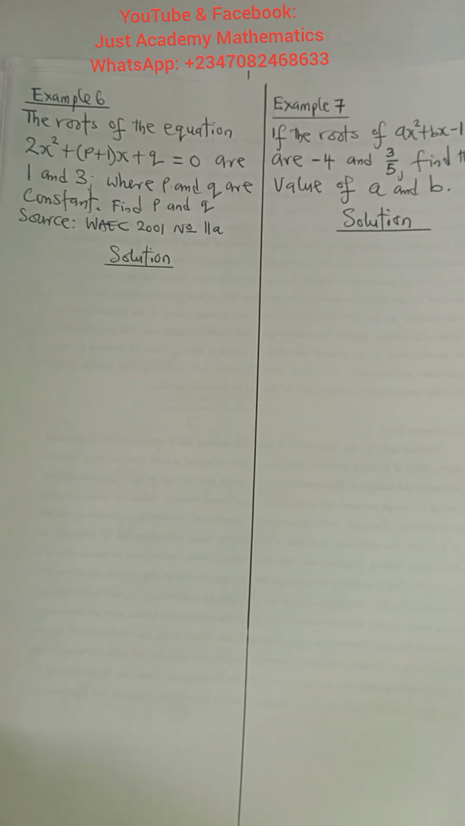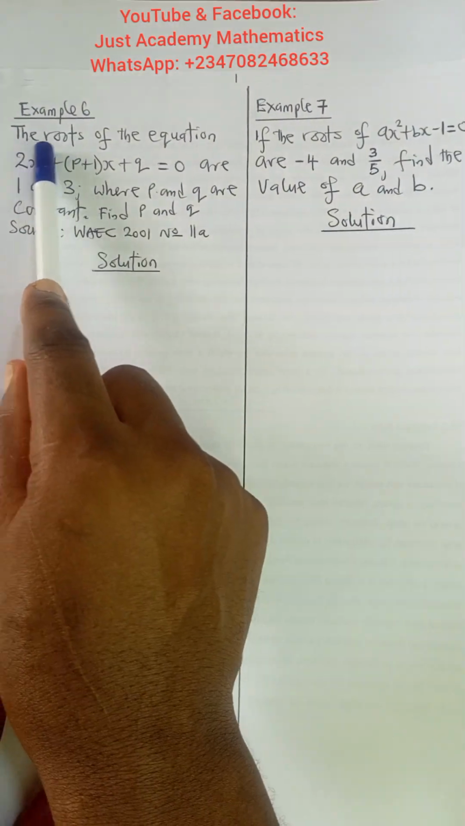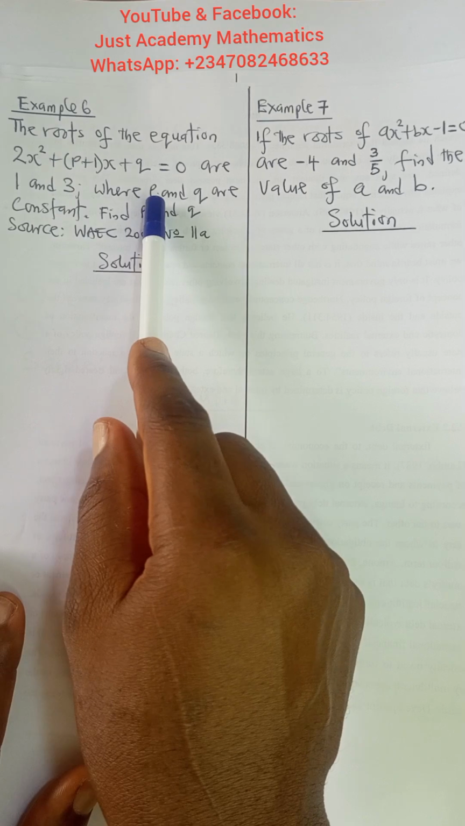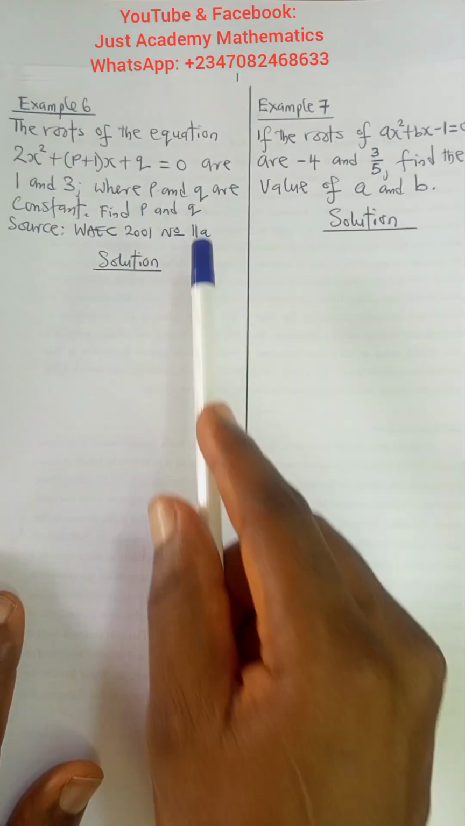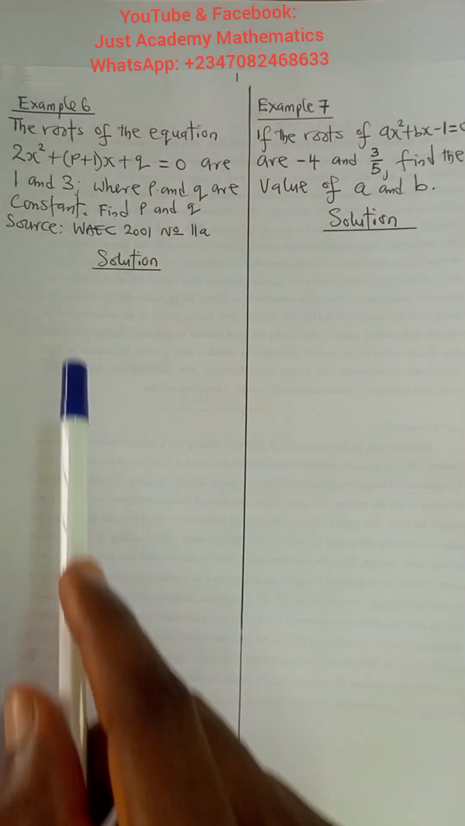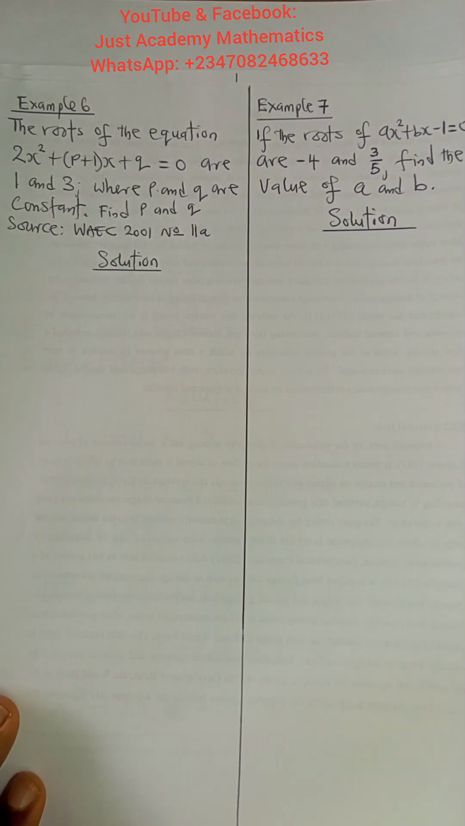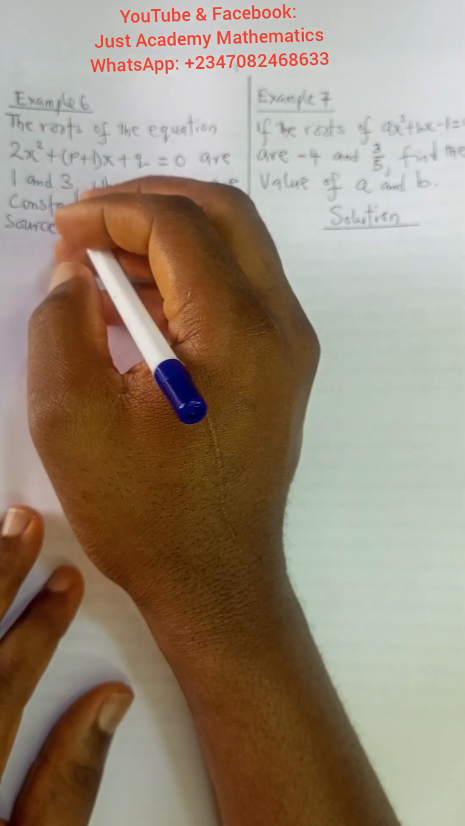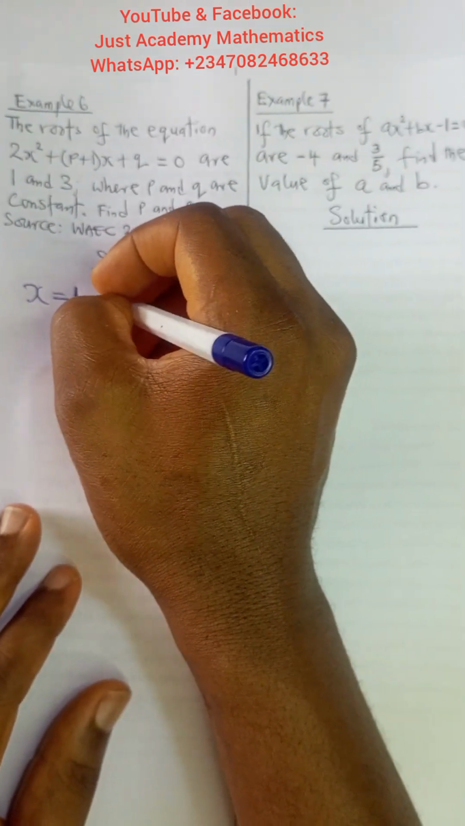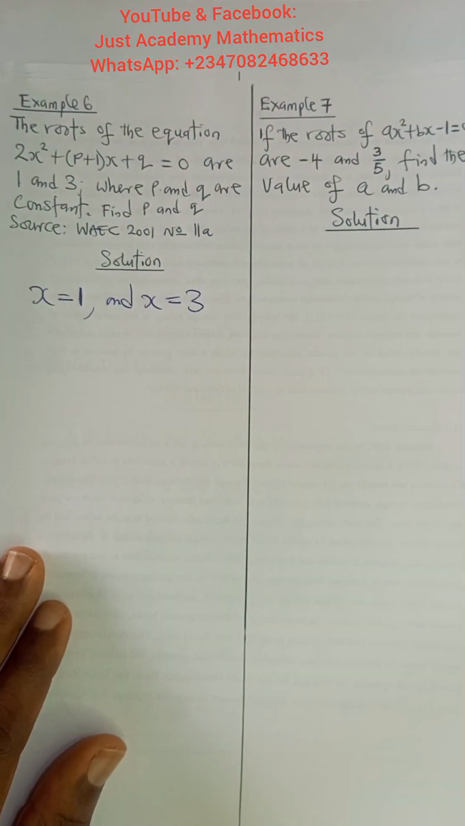Okay, let me shift this one to this side so that we can concentrate here for now. Now, we have this. The roots of the equation, this and this, where P and Q are constants. Find P and Q. Now, still simple. They are telling us that the roots of this equation here are 1 and 3. So what you will do first is that x after solving the equation is 1, and x is equals to 3.